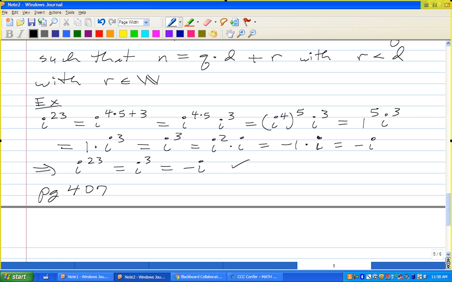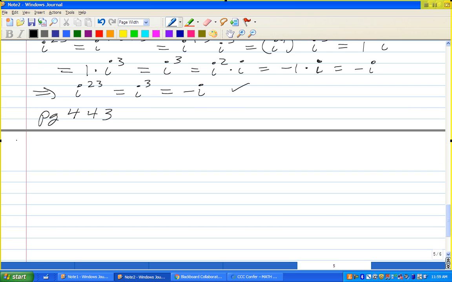I don't know. Let's do problem number 407. That's not correct. Problem 44. I'm sorry, that's a 443. So on page 443, let's do problem number 5. I to the power 7. In exercises 1 through 10, simplify the expression where I is equal to the square root of negative 1.